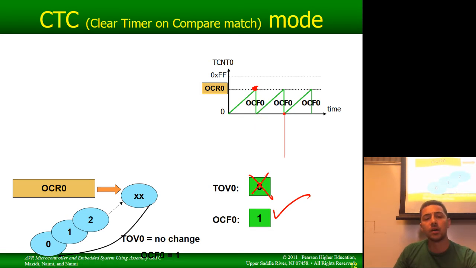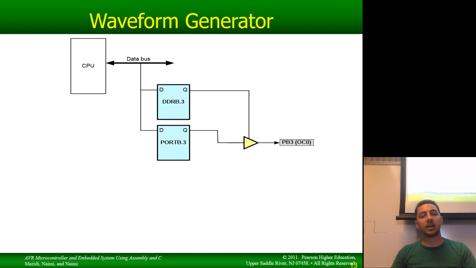Fine. Here's the waveform generator in a nutshell. We know that basic I/O says, all right, if it's a 1, the tri-state buffer is enabled, so we go right through, and whatever appears in this flip-flop shows up as 0 or 5 volts on the output. Well, for 2 pins concerning timer 0, that's not quite correct.